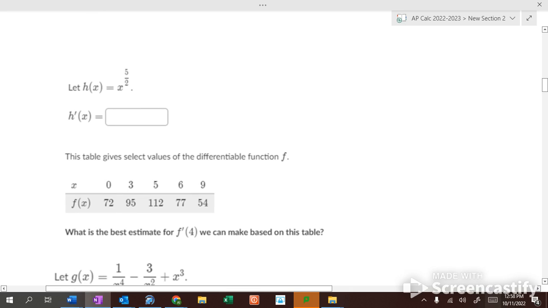X to the 5 halves, what rule is this? Starts with a P. Power rule. 5 halves x to the 3 halves power.